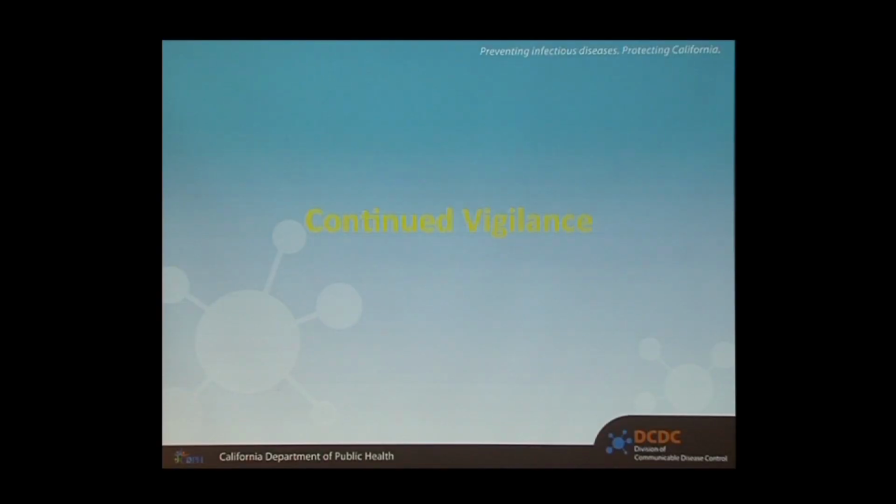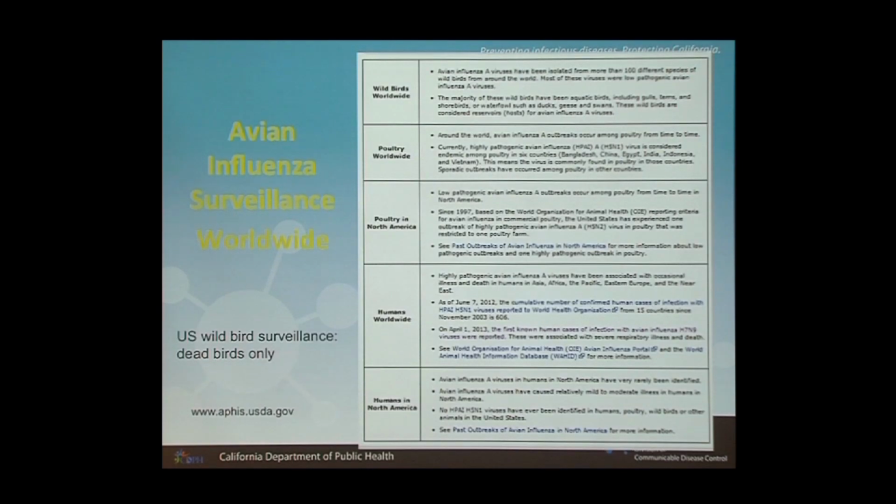So I'm going to move to the last phase, which is what we're doing now to look for novel viruses. Avian influenza surveillance goes on worldwide, and this has been going on for several years. Let's start with wild birds. Many wild birds out there have influenza virus, and what mostly is targeted is dead birds. So if dead birds show up in the US or worldwide, they are tested.